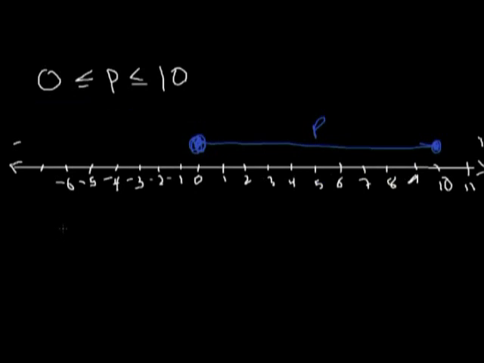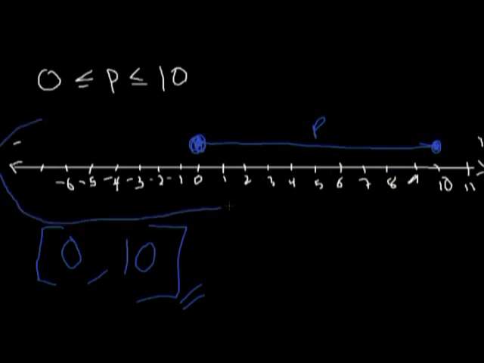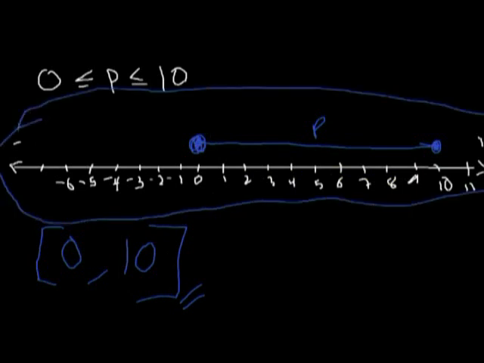Let's represent this in interval notation. Since we use the greater than or equal to sign, we should use a square bracket. So it will be 0 and 10. So that is in interval notation, and this one is on a number line.